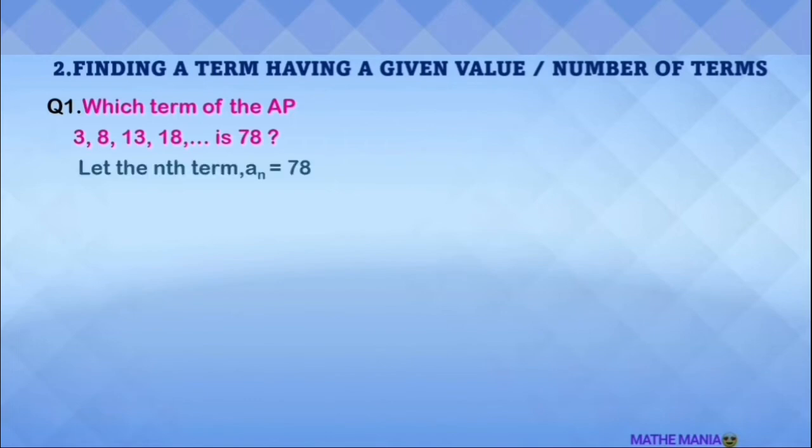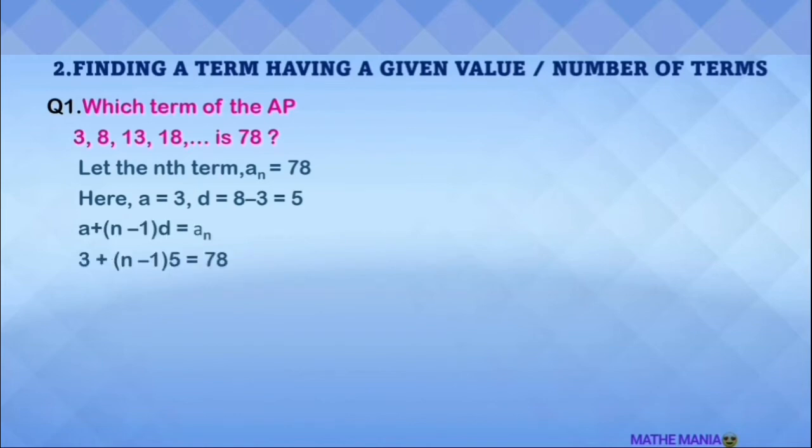Now we can easily find out a and d from the question because we know the first and second terms. This time a_n is known to us, so I'm writing the formula in reverse order. On putting the values, I get 3 plus (n minus 1) times 5 equal to 78. As we do not know the value of n, that is what we have to find, so we will open this bracket and simplify it to find n.